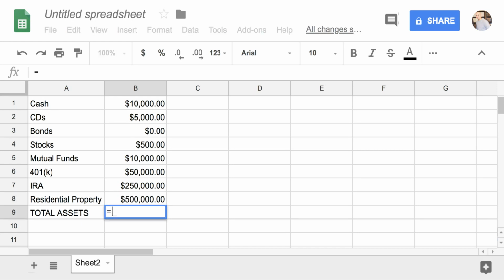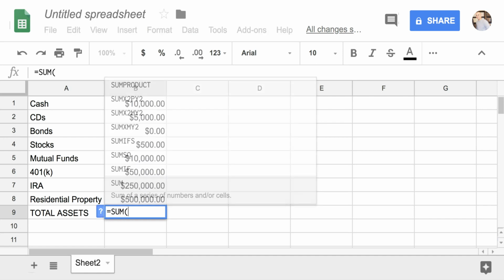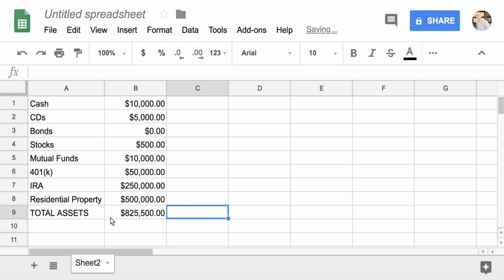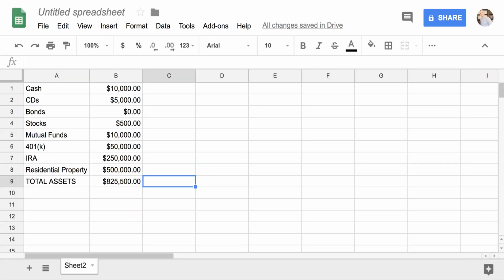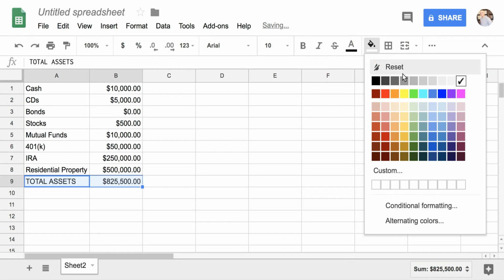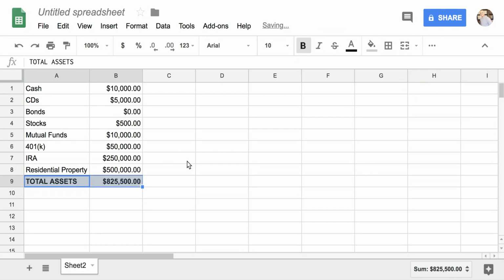Okay, so in order to find out our total assets, we're just going to go ahead and add up all of our assets and drag this. And so we have total assets of $825,500. Okay, so that still does not tell us what our total net worth is. So now we want to find out what our liabilities are. So I'm just going to go ahead and draw two borders here so I can separate my assets from my liabilities, and add a shaded area, and bold that.